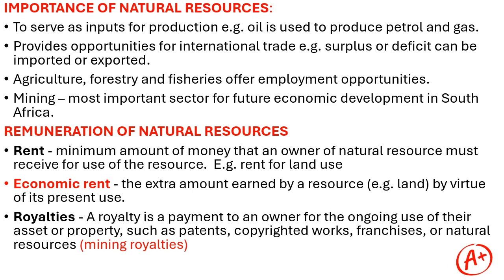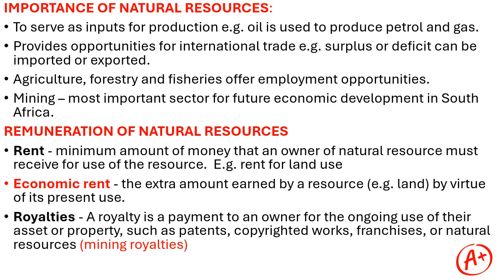So the example is the rent for land use. People who are leasing out properties are actually not leasing the building. They are renting a portion of the land, and as a result, they must pay rent for it. So we have two types of incomes that are considered for natural resources. We have what we call economic rent. What is economic rent? In a nutshell, this is the extra amount earned by a resource, for example the land, by virtue of its present use. We call that economic rent.